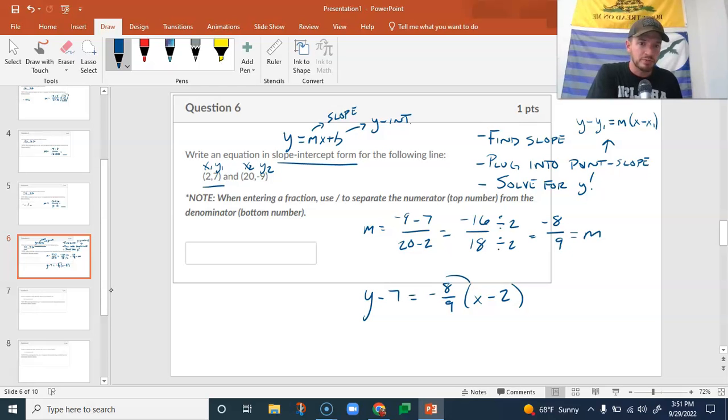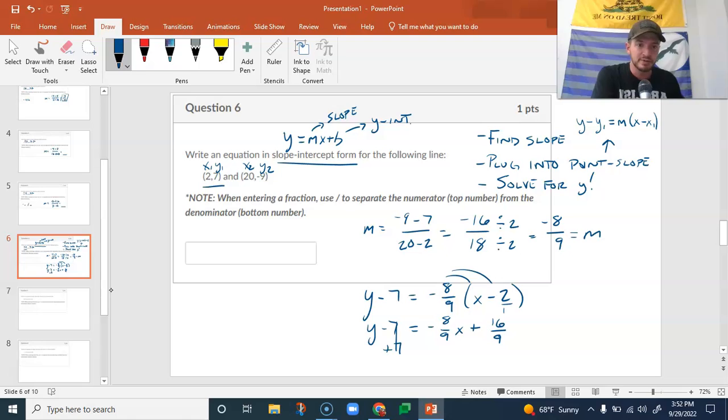So I'm going to distribute my slope to both terms here. So it's going to be y minus 7 equals -8 over 9x, and then this is kind of 2 over 1 here. So a negative times a negative is a positive. And then this is going to be plus, now 8 times 2 is 16, and then 9 times 1 is 9. And that does not reduce.